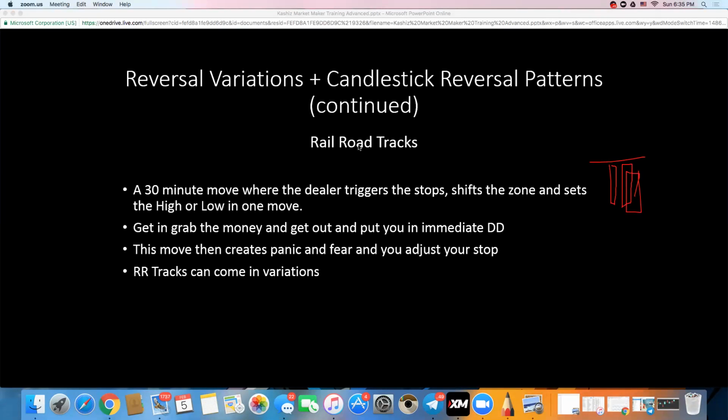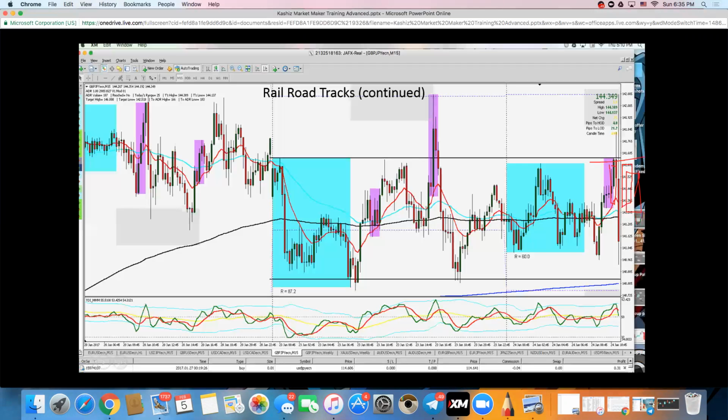All right, let's keep going. These are what railroad tracks look like. This is a variation of the railroad tracks. See how they're broken into two pieces? These are huge railroad tracks right here. There are variations to railroad tracks. This one was broken into two pieces. This is another railroad track right here. Bam, this is what they are.